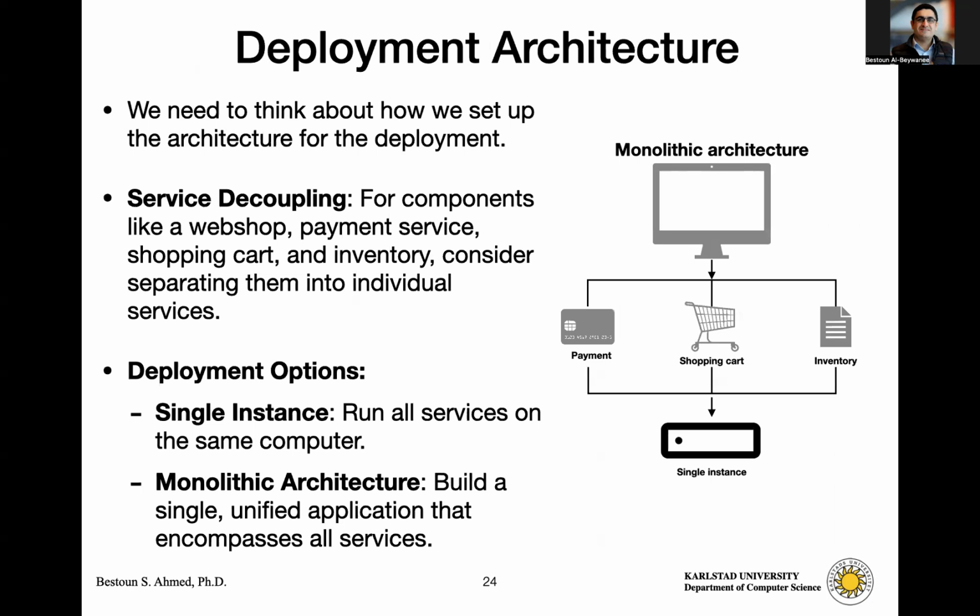Once you have everything and you want to deploy, there's also a very important thing during the deployment process, which is the architecture. Which architecture do you use? There are basically different deployment options. For example, this is a kind of shopping problem, with a payment service, shopping cart, and so on. So there are two options here.